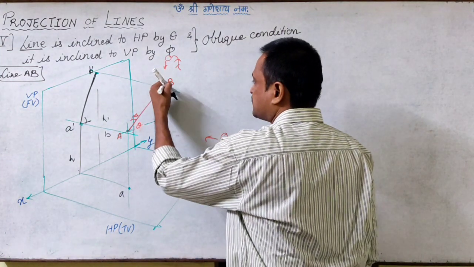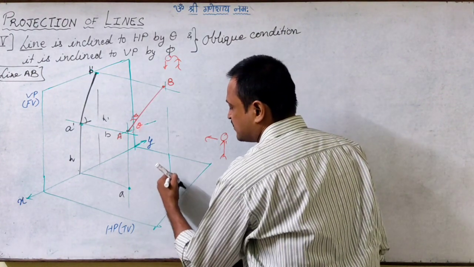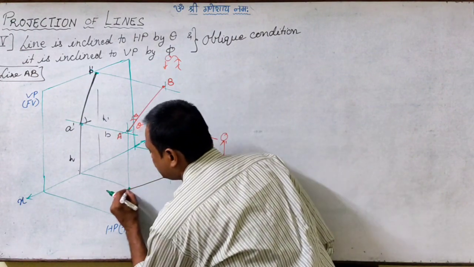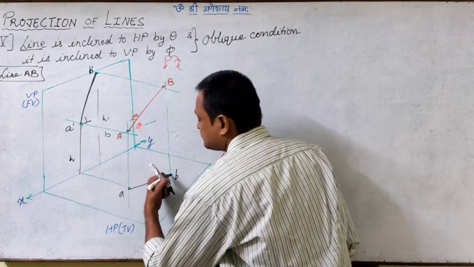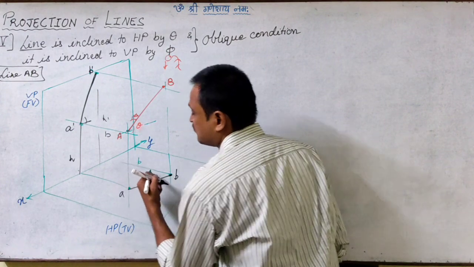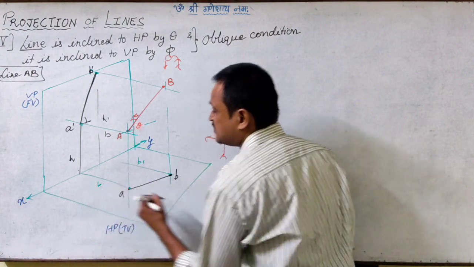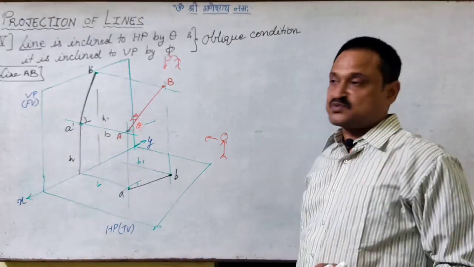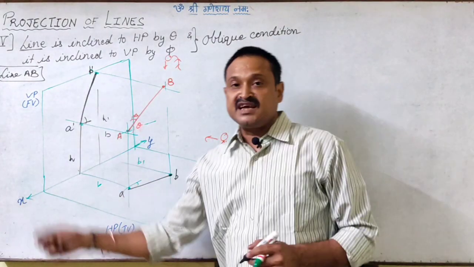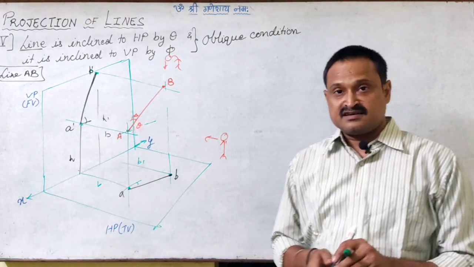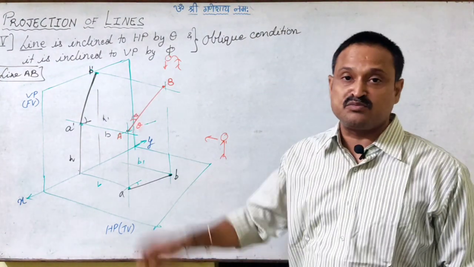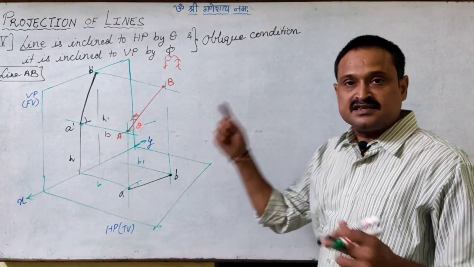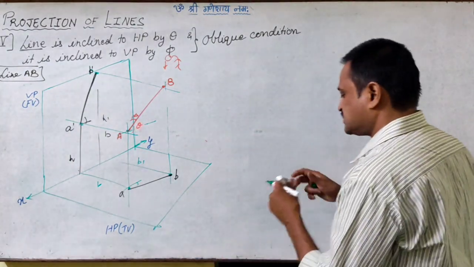So when we drop the projector for B, maybe somewhere here I get the top view image of B. When I join AB, B will be at a different distance, say B1 and this is B. So again I will get AB at some inclination to the XY line. That is how we get the image of an oblique line, when the line is inclined to both HP and VP. Let us see how we get this image in orthographic projection.